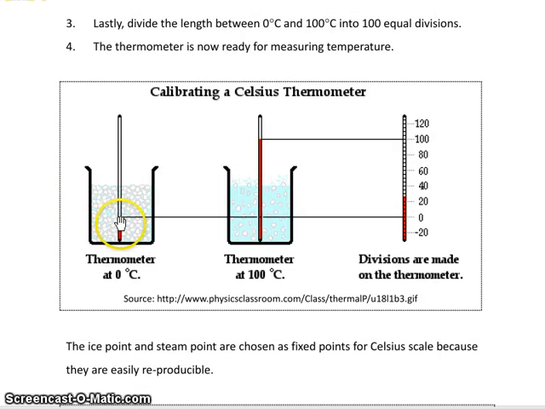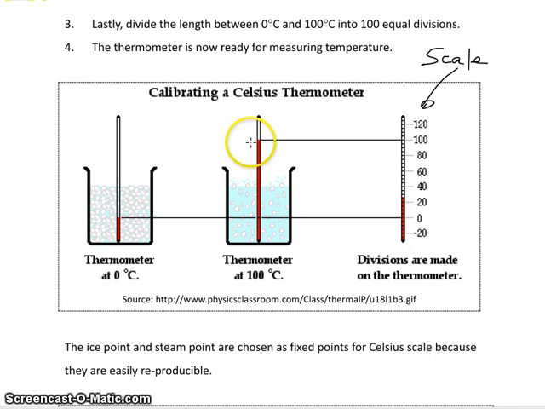The length of the mercury column changes a lot from 0 degrees Celsius to 100 degrees Celsius. From this length, we may tell what temperature it is. The next step is to divide the length between 0 degrees Celsius and 100 degrees Celsius into 100 equal divisions. So you put a lot of little straight lines here, and in this way you produce the scale. The scale will be used for measuring temperature. So you finish the process of calibration.